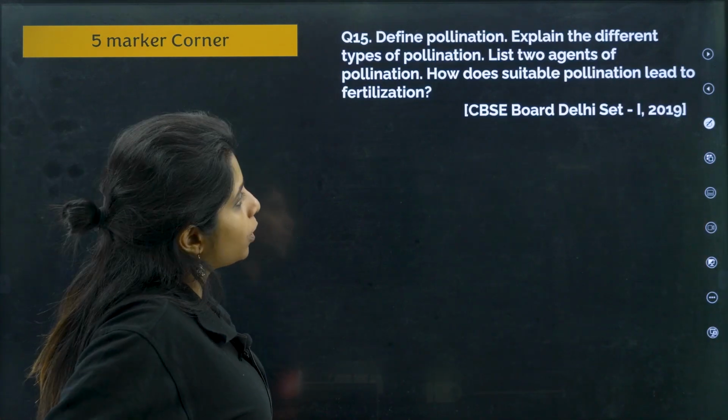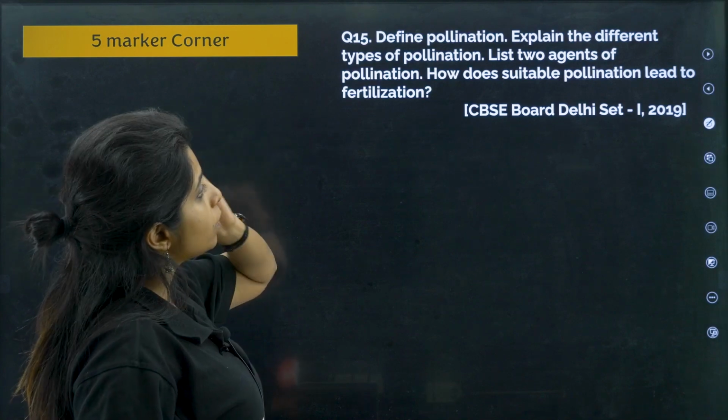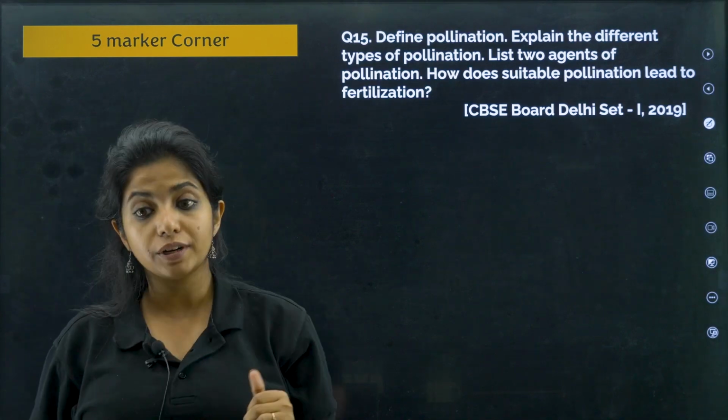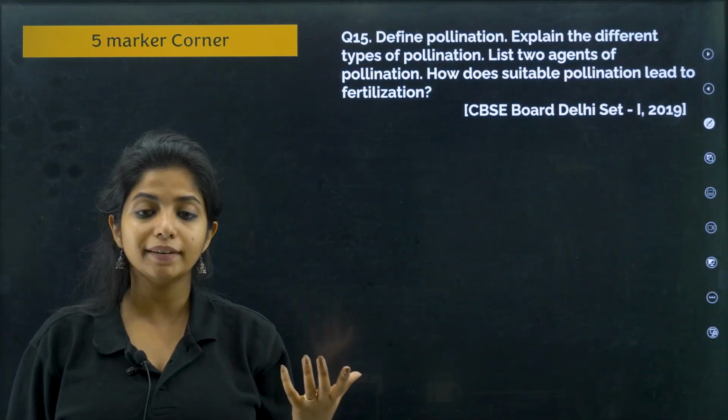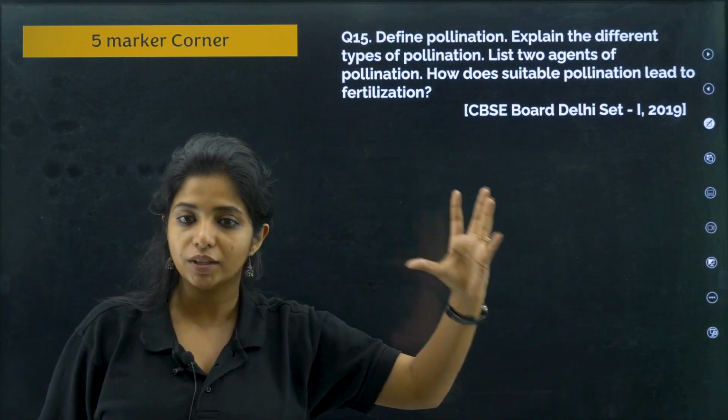Define pollination. Explain the different types of pollination. List 2 agents of pollination. How does suitable pollination lead to fertilization? Define pollination. What is pollination? Transfer of pollen grains from the anther to the stigma.